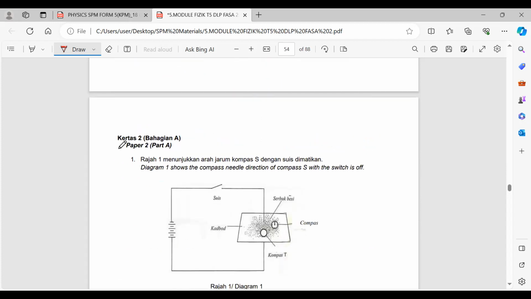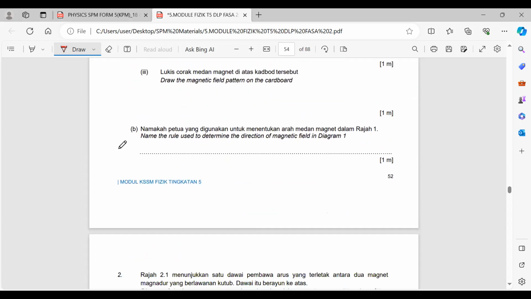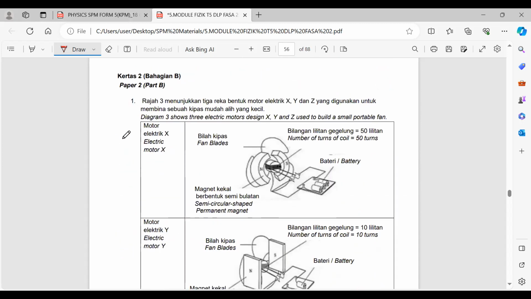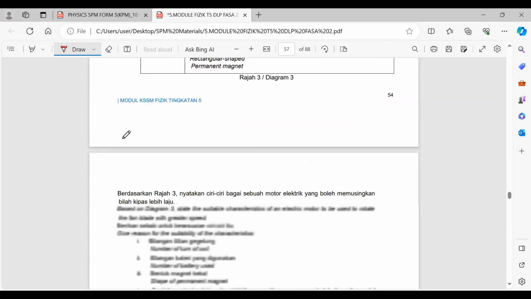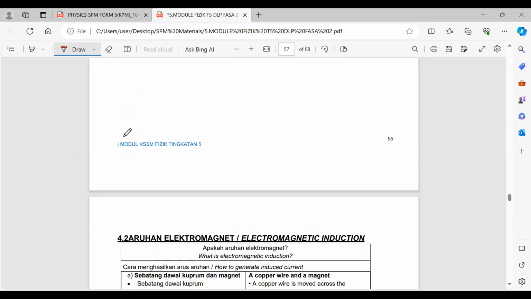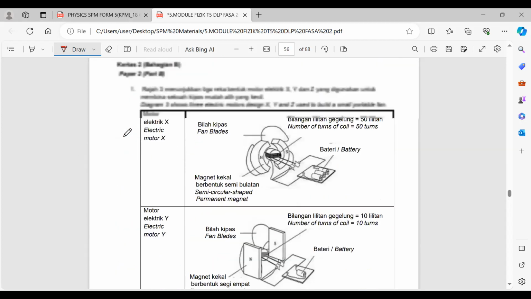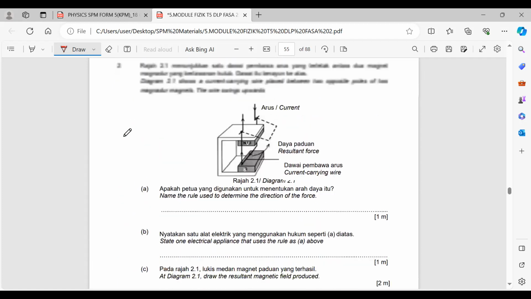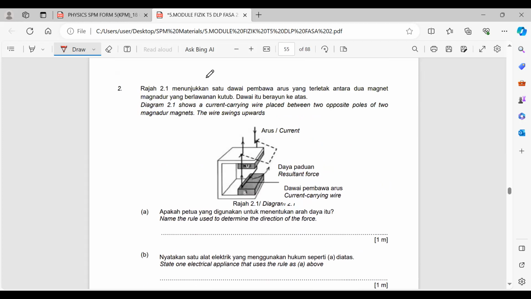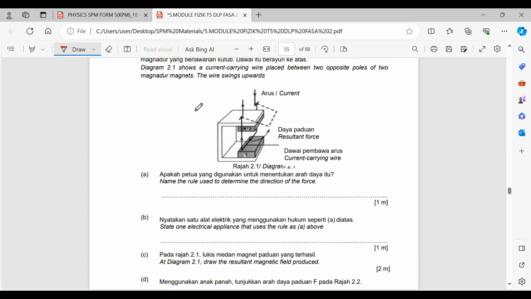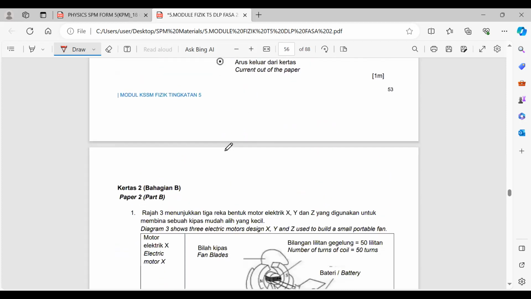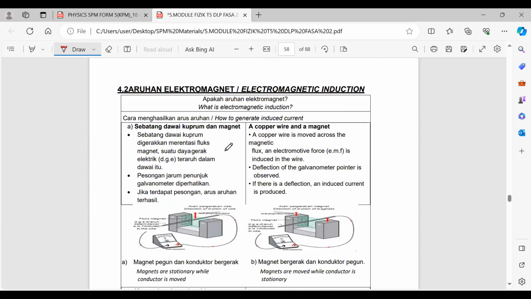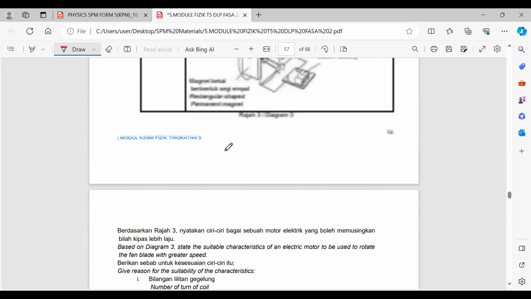Okay, so we have discussed this. Okay, so force on a conductor. So we will discuss through this one question, and then we will be able to move on to the next topic, electromagnetic induction.